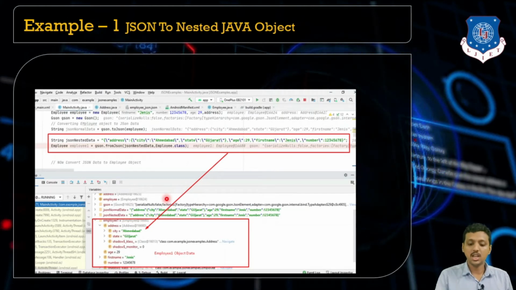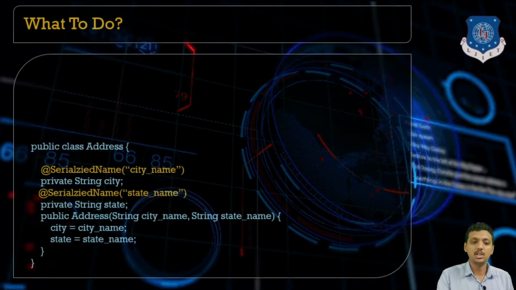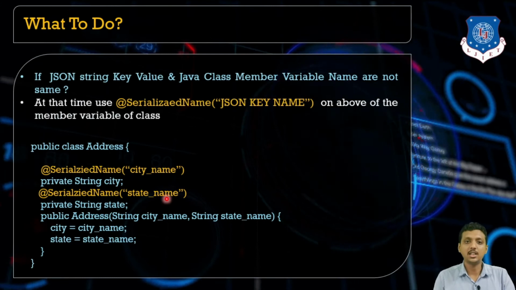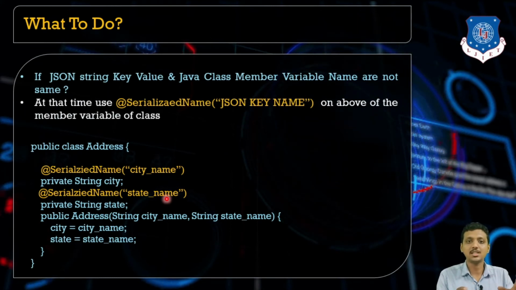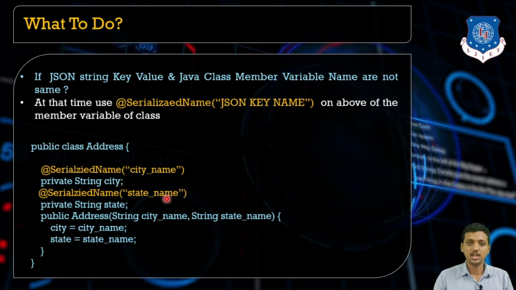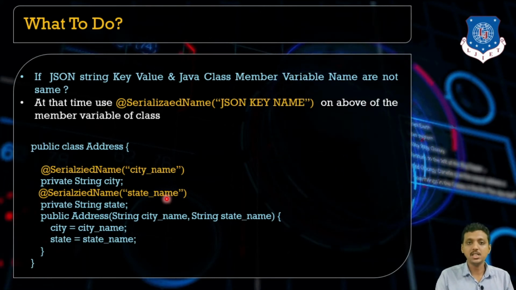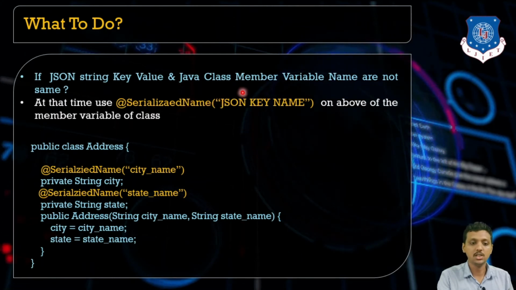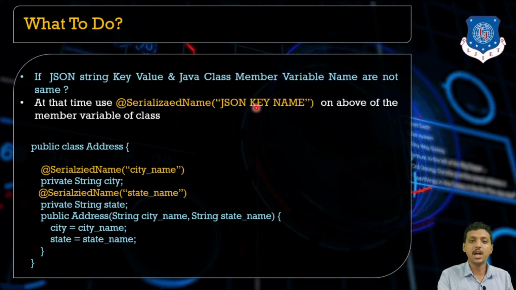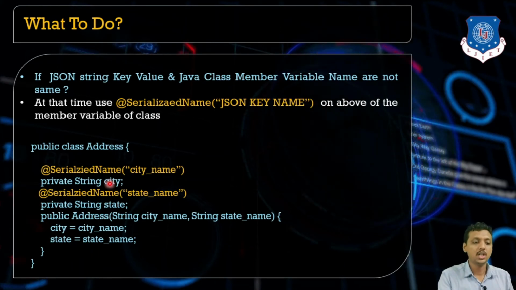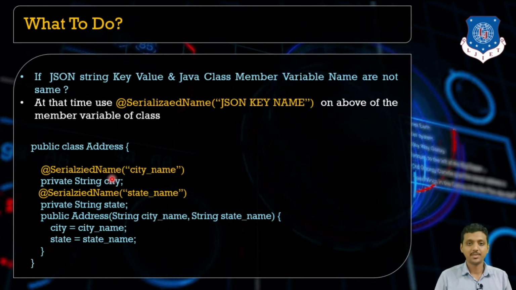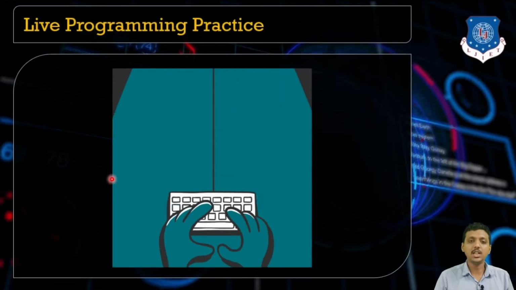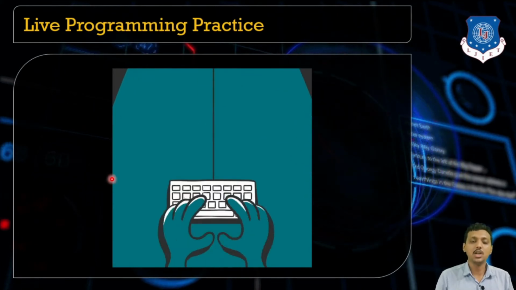With this, students, what we are going to learn is that just imagine a situation where in the JSON data the key name is different and the class variable name is different. In such a situation, what happens? We need to use the annotation SerializedName, where we pass the JSON key over the member variable of the class. So we are going to learn about this also. Now let me run the code and show you how it works.